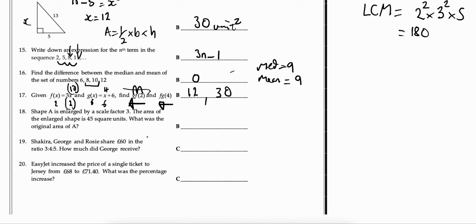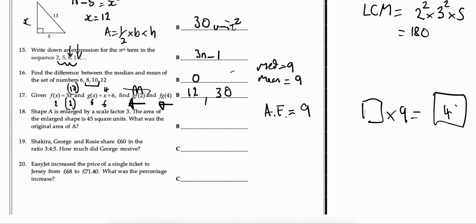Shape A is enlarged by a scale factor 3. The area of the enlarged shape is 45. So remember we talked about scale factor. Because the scale factor is 3, the area factor is 3 squared, which is 9. So we're going to have a shape multiplied by 9 gives us a larger shape. And we know that the larger shape is 45. So the question is, what's the smaller shape? So we simply divide by 9 and we get 5 square units. Remember to keep the same units.